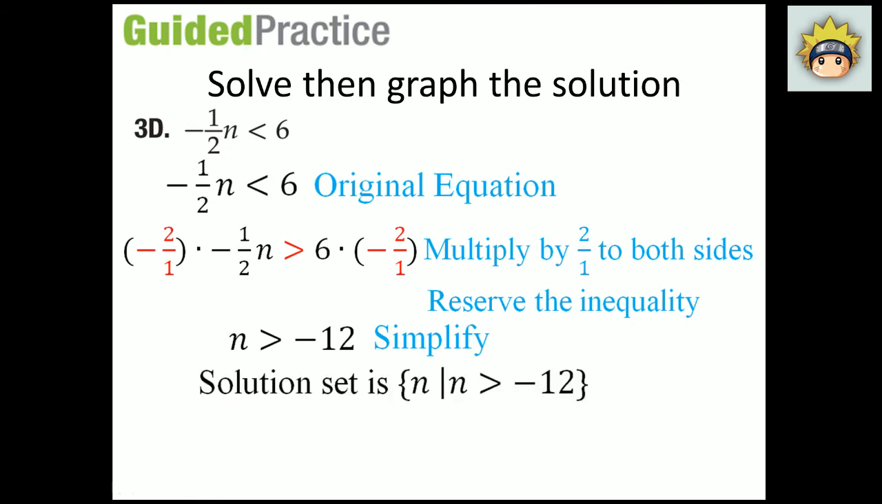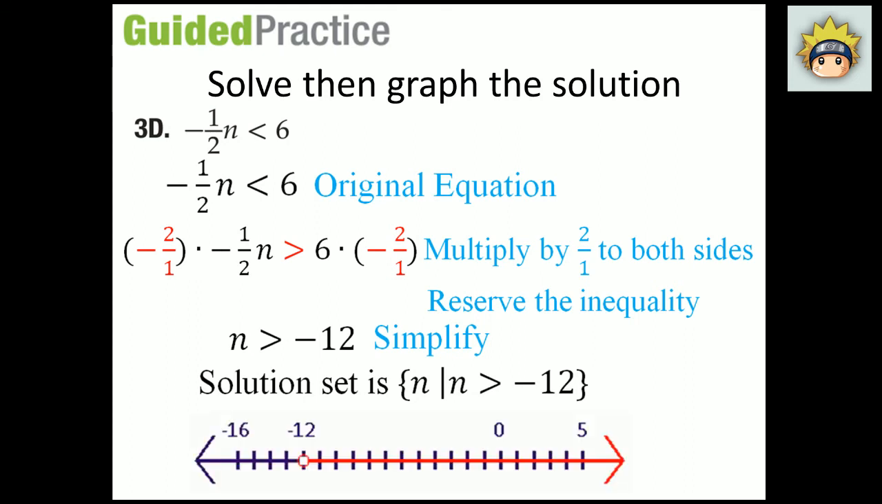My solution set is n. N is greater than negative 12. There you go. N is greater than negative 12. So negative 11, negative 10, negative 9, 8, 7, 6, 5, 4, right? All the values moving to the right of the number line will make this solution set work. Okay? There you go. That is 3D. So that covers that lesson.